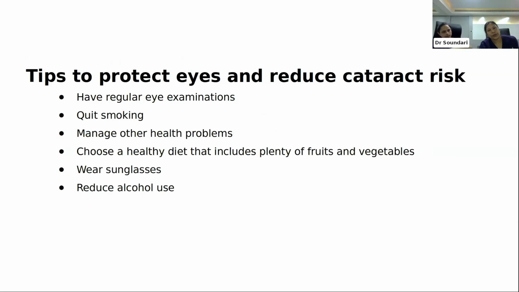So, tips to protect your eye and reduce cataract risk. Basically, cataract cannot be completely avoided. As you know, this is an age-related process. It's a normal physiological process.